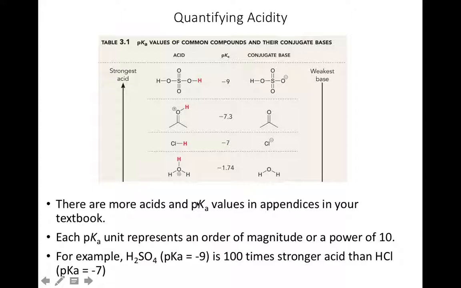So we have several tables in different places in your textbook. In this chapter, there's a big table, and also in the appendices, and I think in the front cover, we have other tables with lots of pKa's for different acids. And because these pKa's are the logs of Ka's, each unit of pKa represents a power of 10. So because sulfuric acid has a pKa of minus 9, it's 100 times stronger than hydrochloric acid, which has a pKa of minus 7. Two units of pKa is 10 to the 2, or 100 times different.